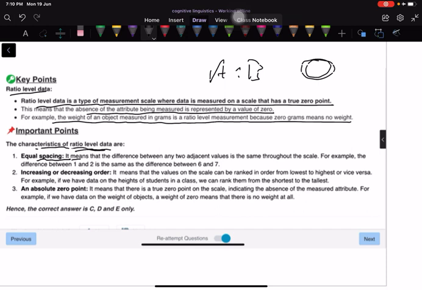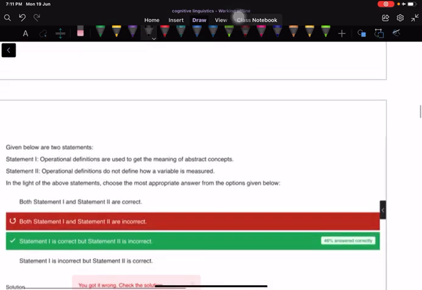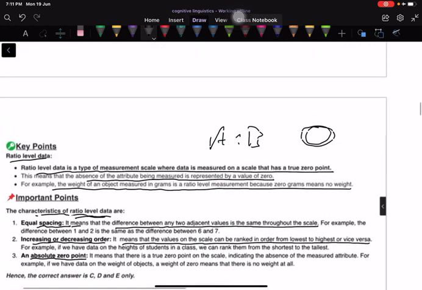Equal spacing. It means that the difference between two adjacent values is the same throughout the scale. Increasing or decreasing order. It means that the values on a scale can be ranked in order from lowest to highest and vice versa. An absolute zero point. So that's about the ratio scale.